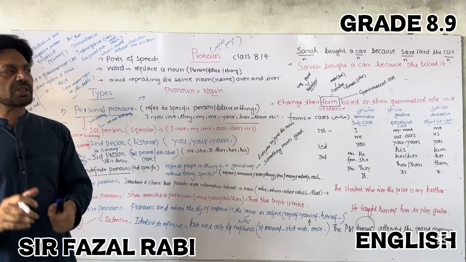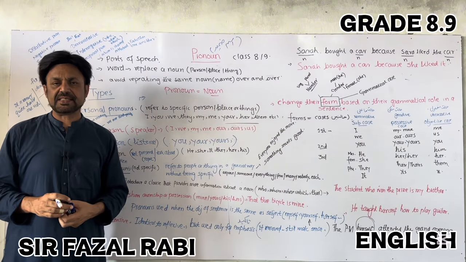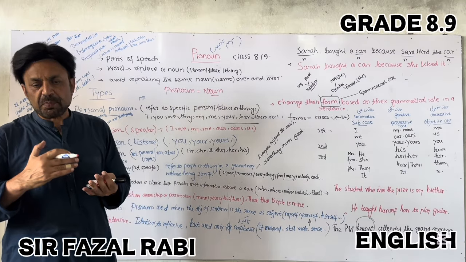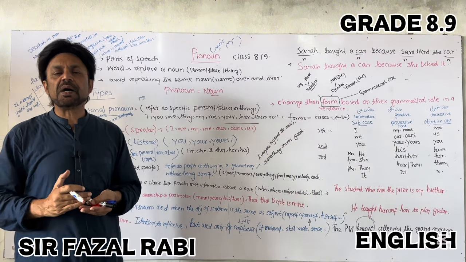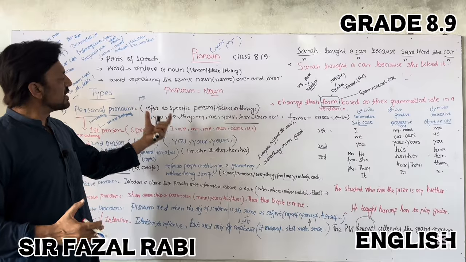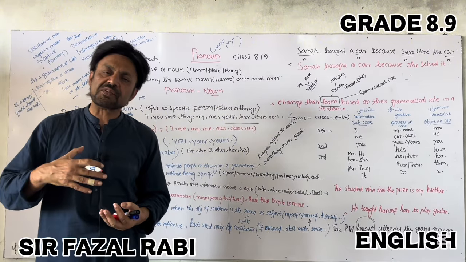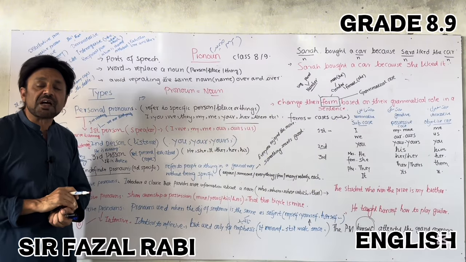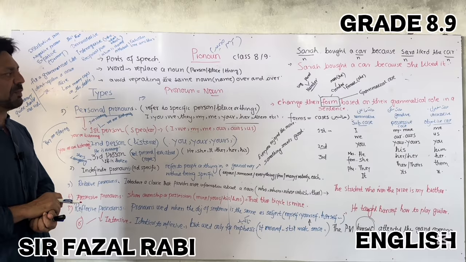Because both do the same job or function in a sentence. The noun does the job of subject, the object of the verb, the object of the preposition, the complement, and the same is the case with the pronoun. The pronoun too does the job of a subject, object, object of the preposition, or complement.